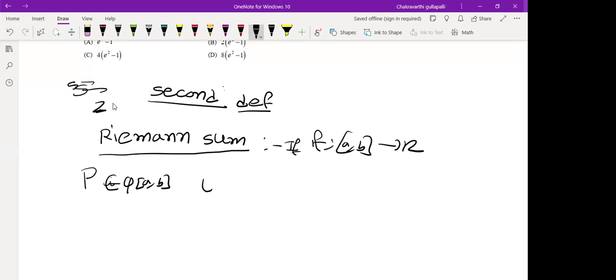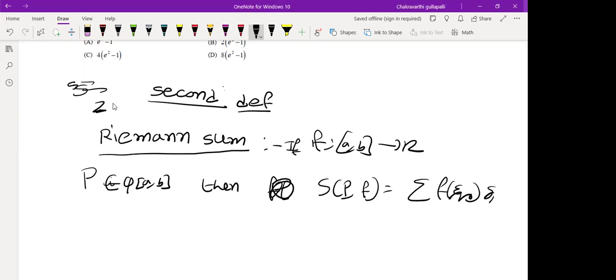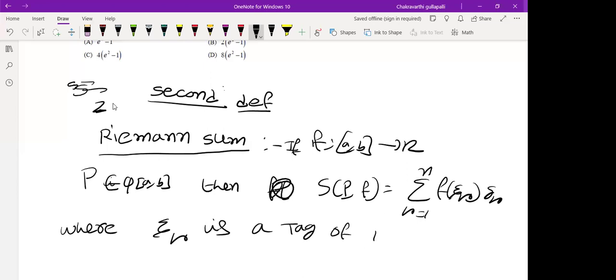Then the Riemann sum, denoted by S(P, f) in some textbooks, is defined by the summation of f of c_i times delta_i. Finding the Darboux sum means following LPF and UPF, the oscillatory sum means WPF. This is the Riemann sum. What is c_i? Here c_i is the tag of the i-th interval. What is meant by a tag is any arbitrary point of an interval.